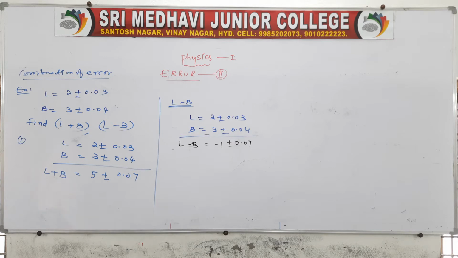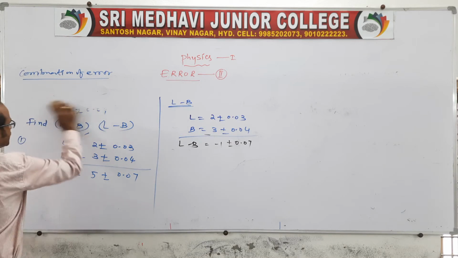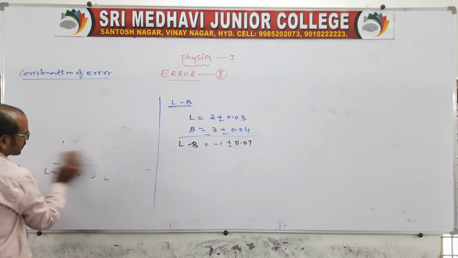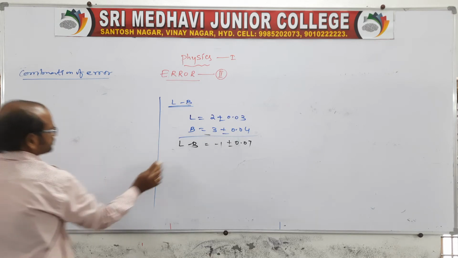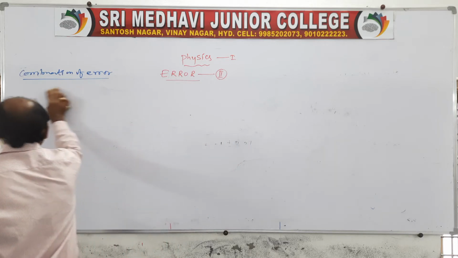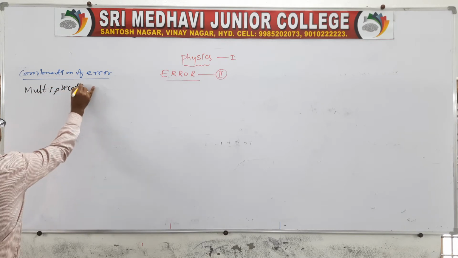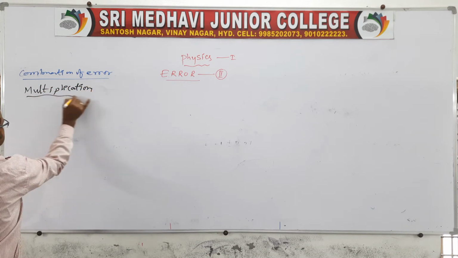Okay, so we'll go for the next problem, the next combination. Addition and subtraction are already completed. Then we'll go for multiplication. This is the third one.